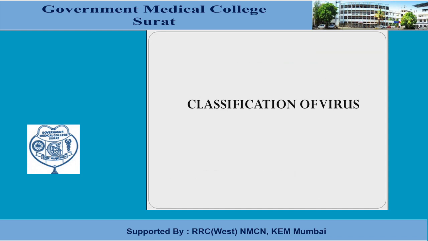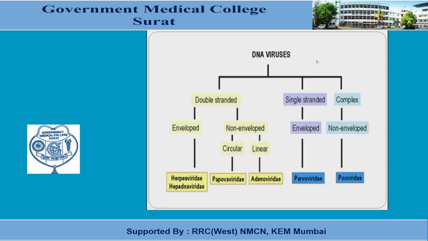Then how do we classify? DNA viruses are classified, as I also told you, into double stranded, single stranded, and complex. Double stranded is divided into enveloped and naked, right? Enveloped viruses are herpesviridae and hepadnaviridae, and non-enveloped viruses may be circular or linear. Circular is papovavirus, and a linear example is adenovirus. Single stranded: parvovirus is the single stranded non-enveloped virus. Complex, the non-enveloped viruses are poxviridae.